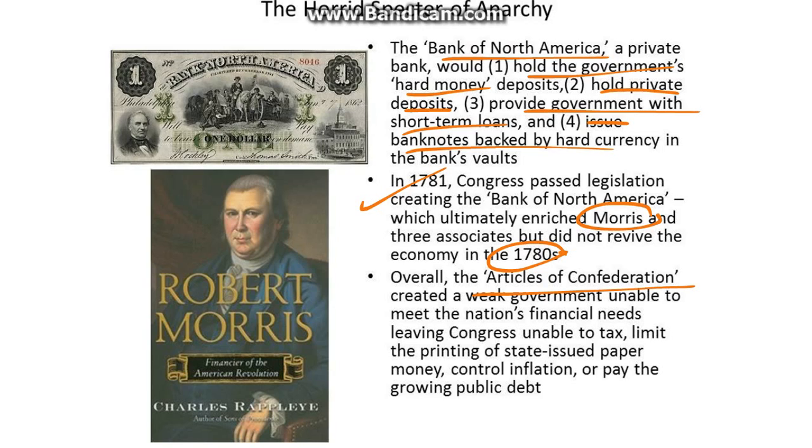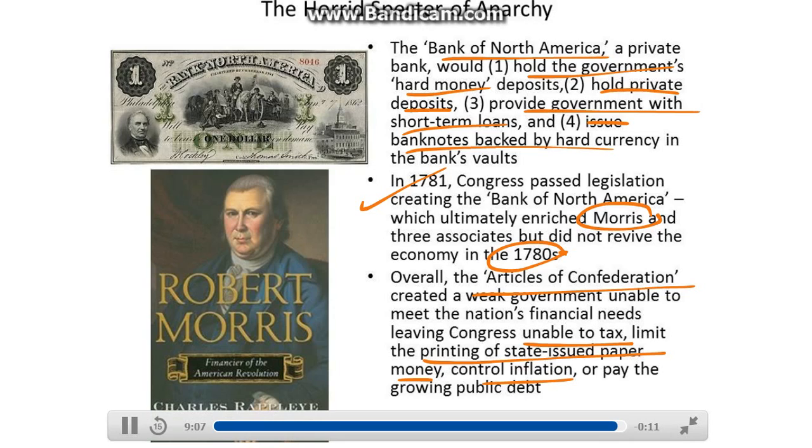Overall, the Articles of Confederation created a weak government unable to meet the nation's financial needs, leaving Congress unable to tax, to limit the printing of state-issued paper money, control inflation, or pay the growing public debt. We'll investigate the strengths and weaknesses of the Articles of Confederation in more detail in class.